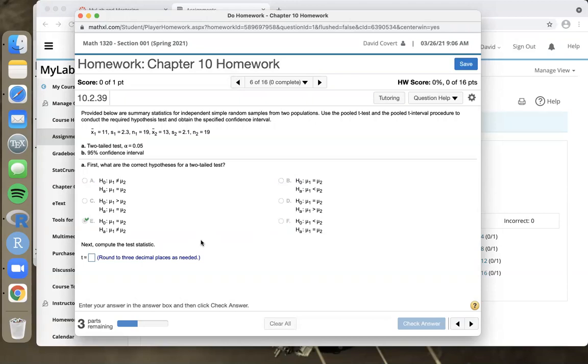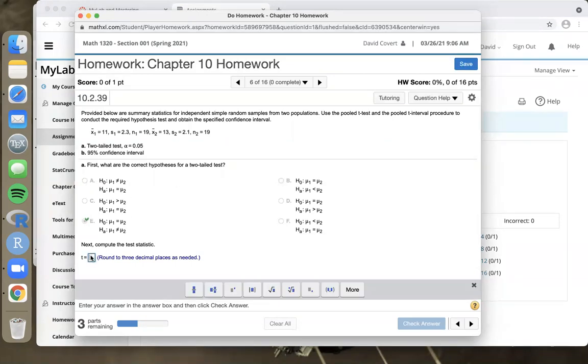And so the null hypothesis, the way that the book has it set up, is that the means are equal, and then the alternative hypothesis is that either mu1's less than mu2, mu1's greater than mu2, or they're not equal. And so if it's less than, then it's a left-tailed test. If mu1's greater than mu2, then it's a right-tailed test. And if they're not equal, then it's a two-tailed test.